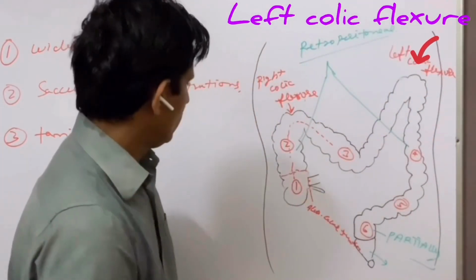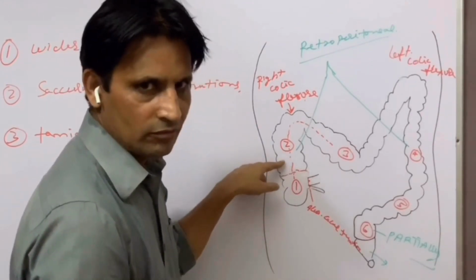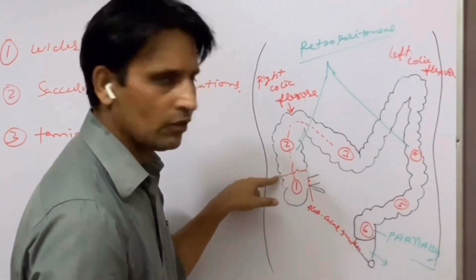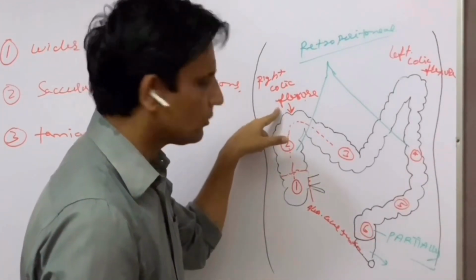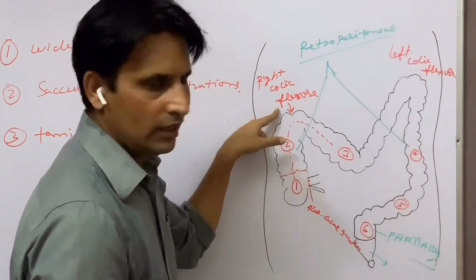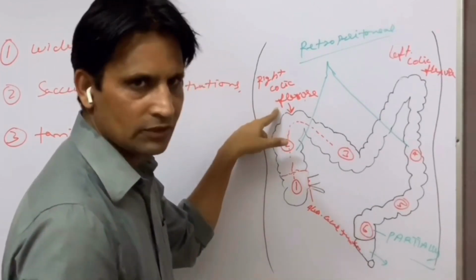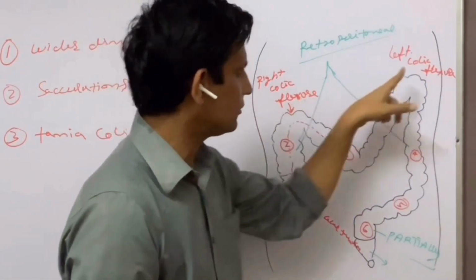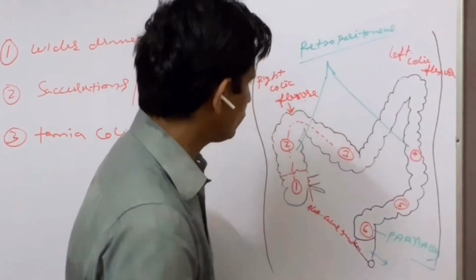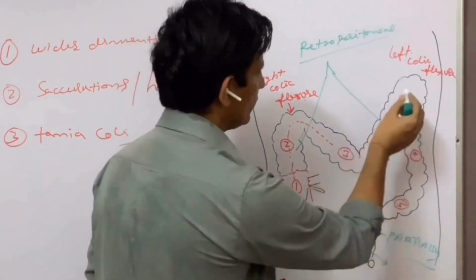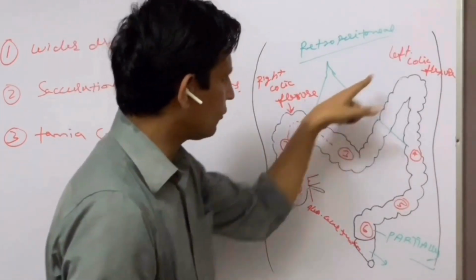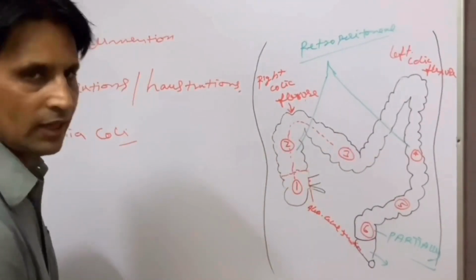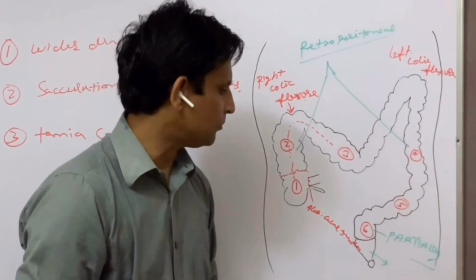So the ascending colon, let us start with this. The ascending colon starts from the cecum to the right colic flexure, and the transverse colon starts from the right colic flexure to the left colic flexure. So these two flexures are part of the transverse colon, right? That's the main important thing.